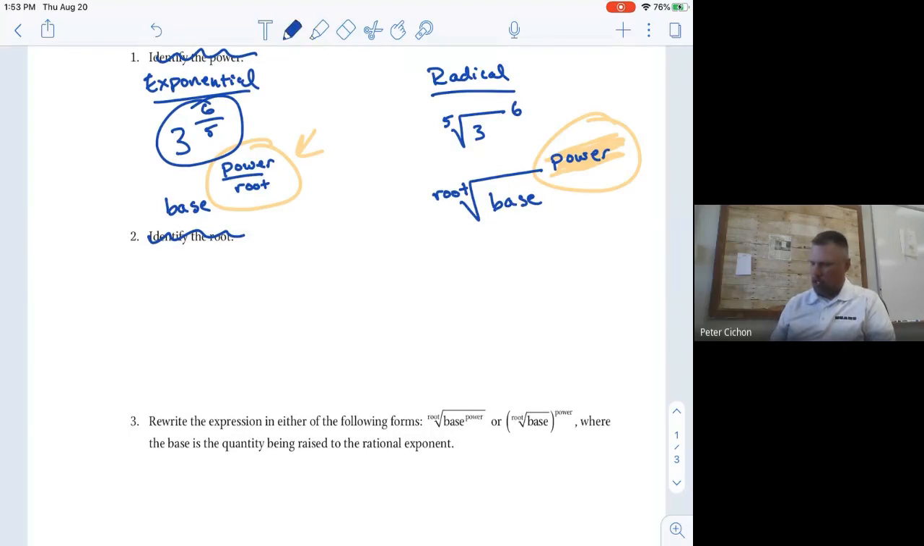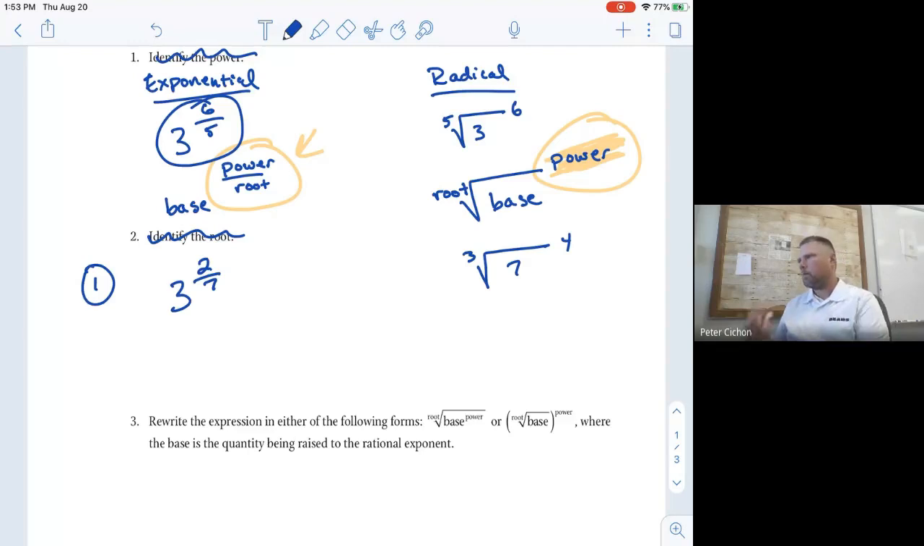So let's change 3 to the 2/7. And then let's change the third root of 7 to the 4th power. Let's call this example 1 and example 2. Again, base to the power over root.